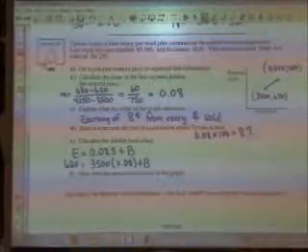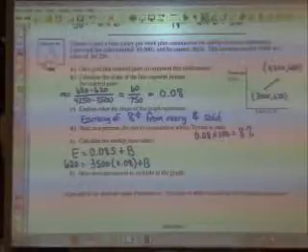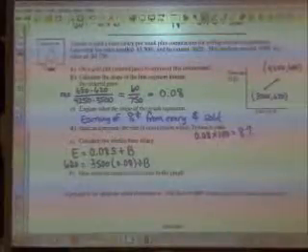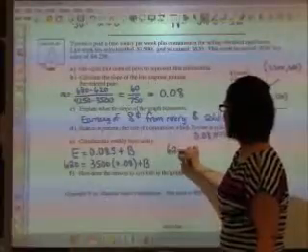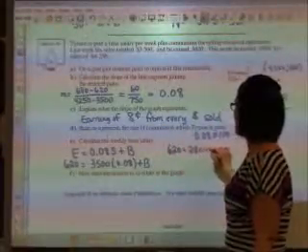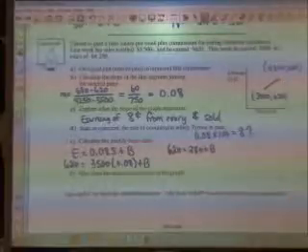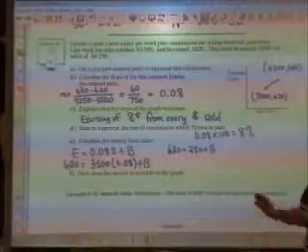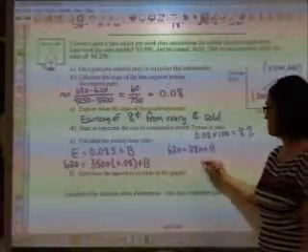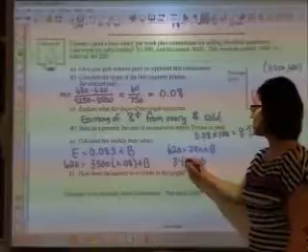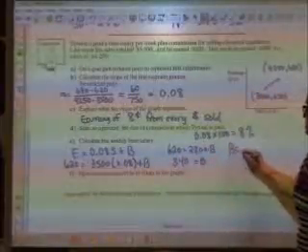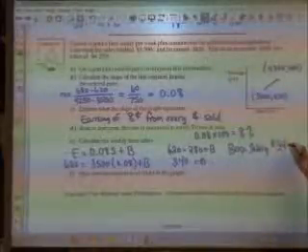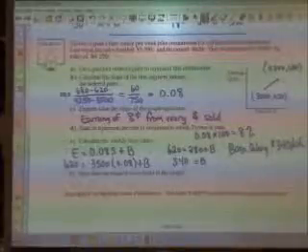So if I take 8% of 3,500, what do I get? 280. So I get 620 equals 280 plus b. So if I take the 280 off both sides, what does b equal? 340. So the base salary is $340 per week. That's how much he gets paid no matter what he sells.